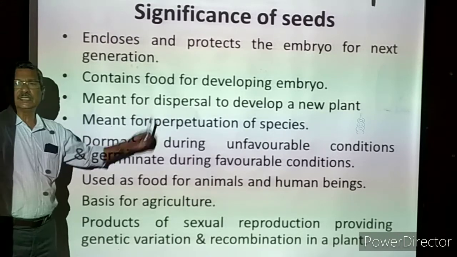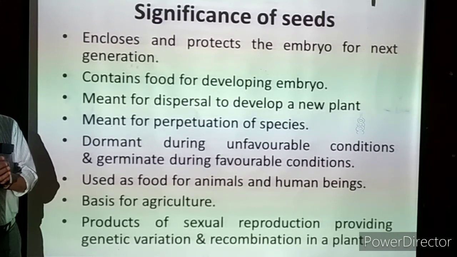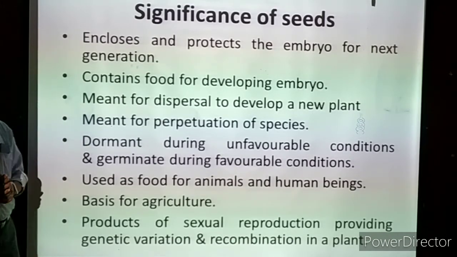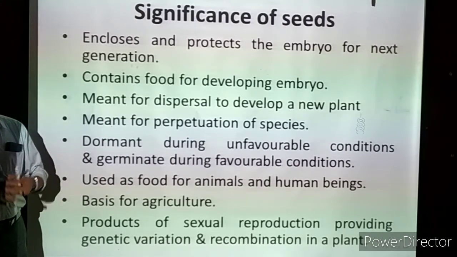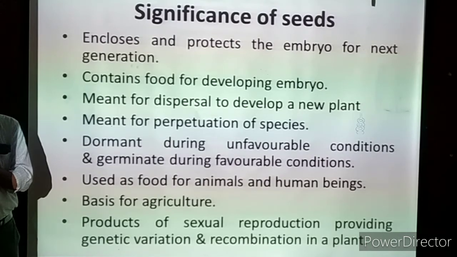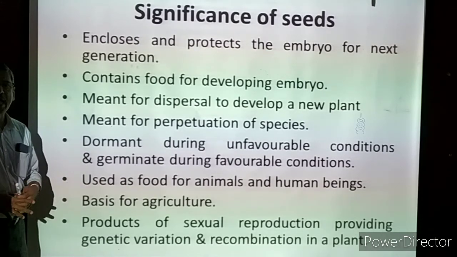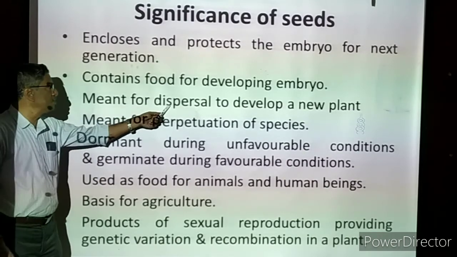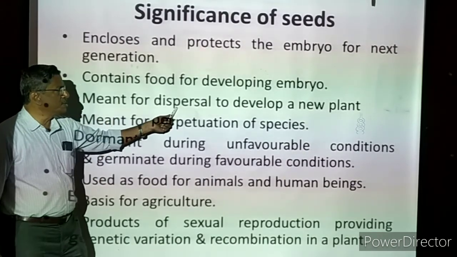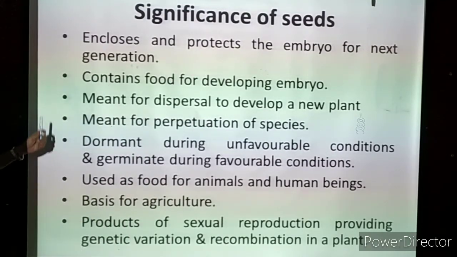Dispersal of seeds. As I told you just before, if all the seeds of the parent plant fall under the plant, they cannot germinate successfully because of space, shade and so on. Once a plant is producing seeds, the seeds must be scattered. They must be carried to a distant place. That is called dispersal. So the seeds are meant for dispersal to develop into a new plant in a new area.